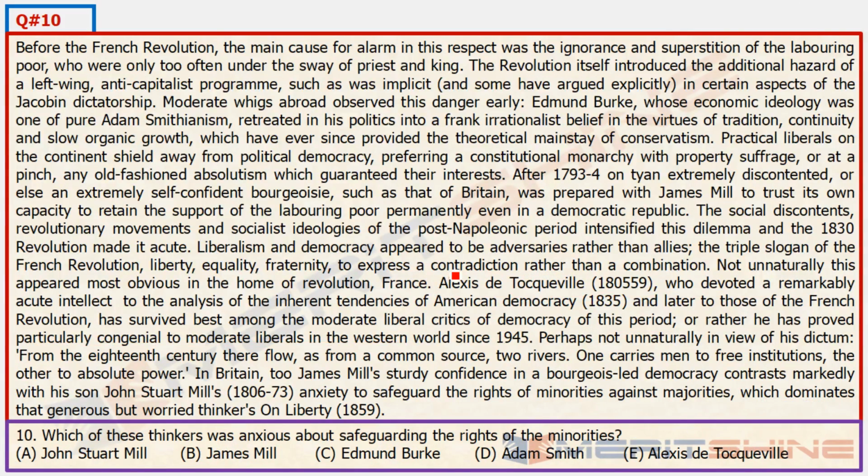The last question. Which of these thinkers was anxious about safeguarding the rights of the minorities? John Stuart Mill's anxiety to safeguard the rights of minorities. Can it be simpler than this? The last line. So who is it? John Stuart Mill, the option A, right? Okay. So these were the answers to the questions.